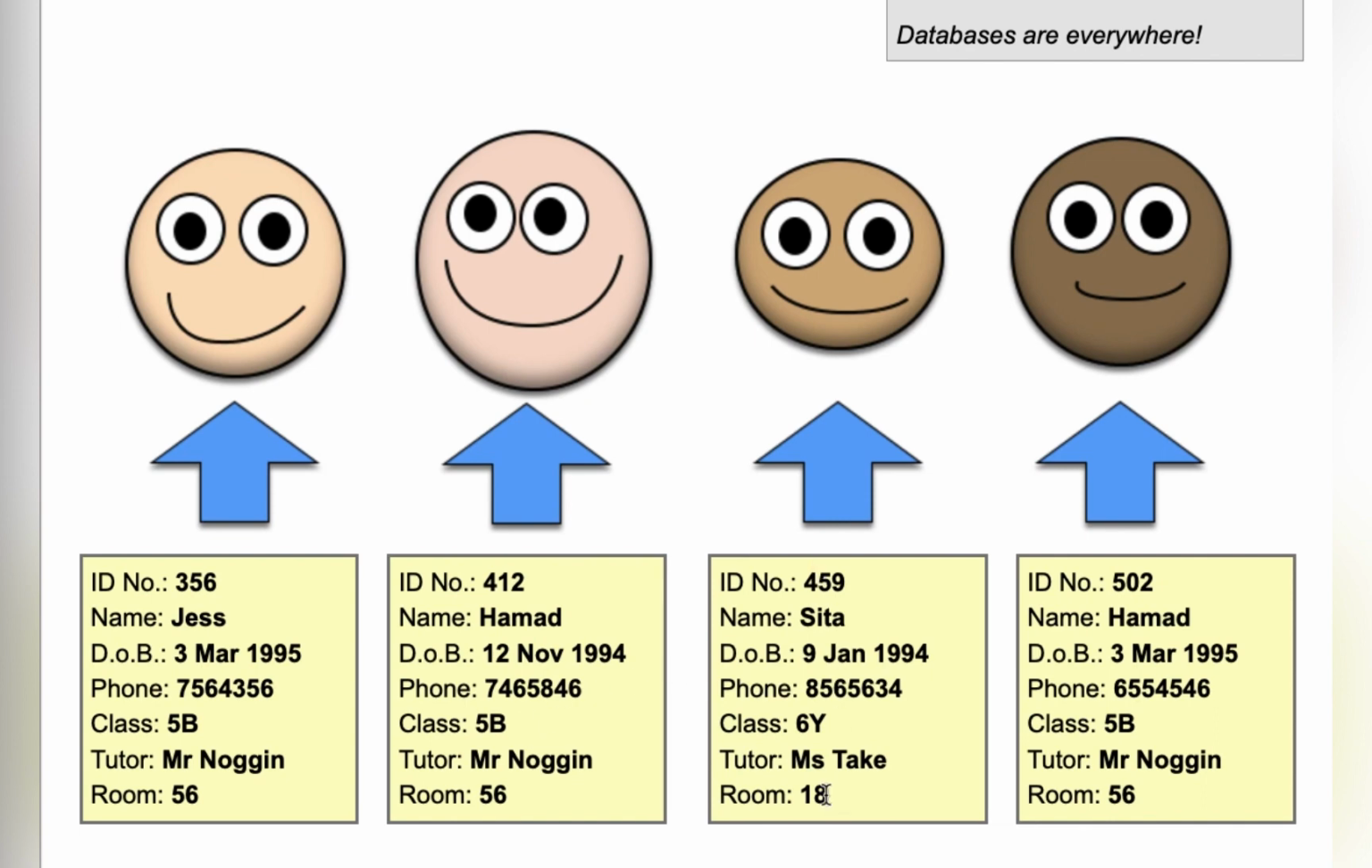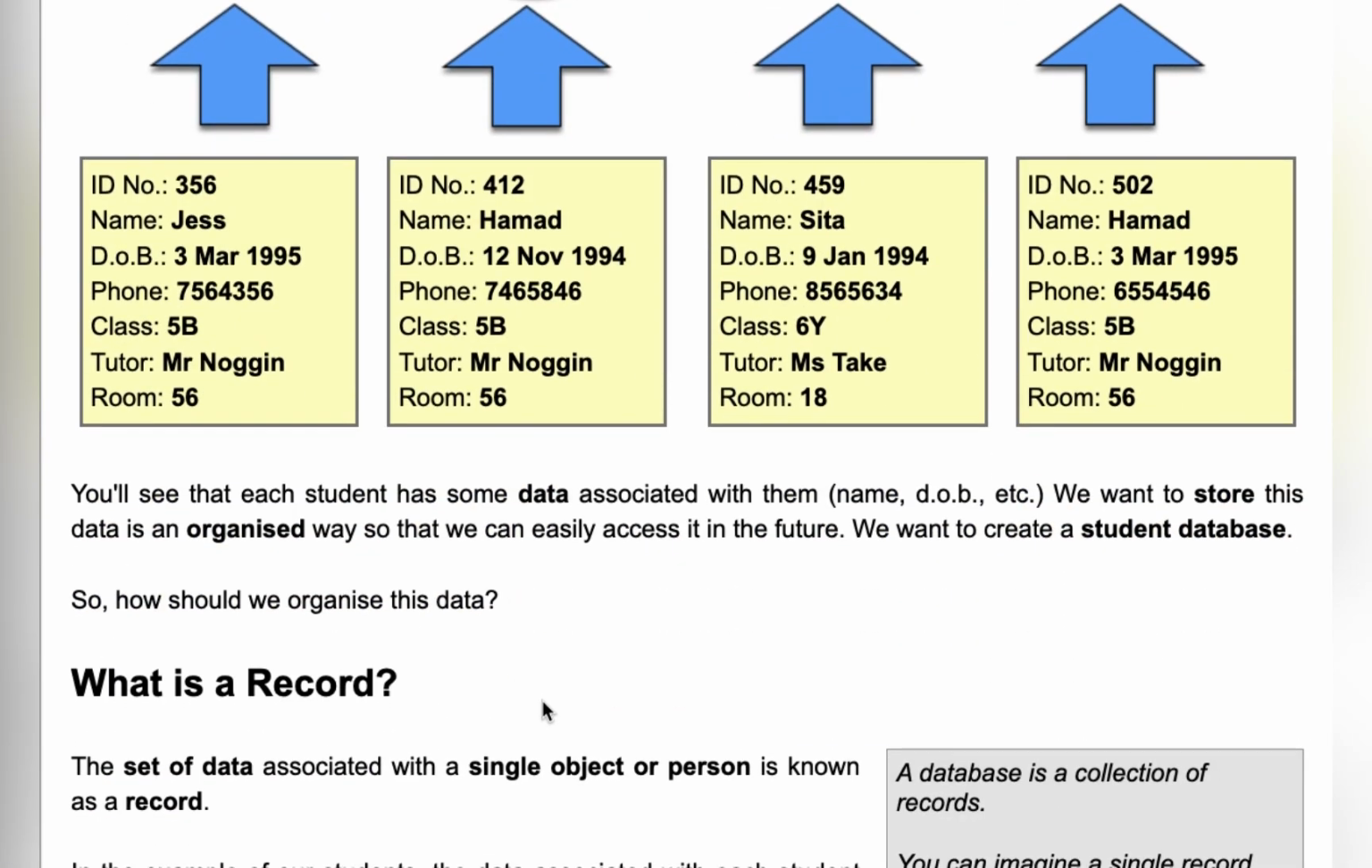And then another student, different information. You can see the names are not the same. The ID numbers are never the same. This is Sita, born 9 January 1994. This is the phone number, class 6Y. The class tutor is Miss Take, and the room is 18. This is Ahmad again. Why is Ahmad repeated? ID number is 516. Maybe a different Ahmad, born 3rd March 1995. Phone number displayed, class 5B, tutor Mr. Lodgy, and the room is 56. So you can see every student has his own unique data.